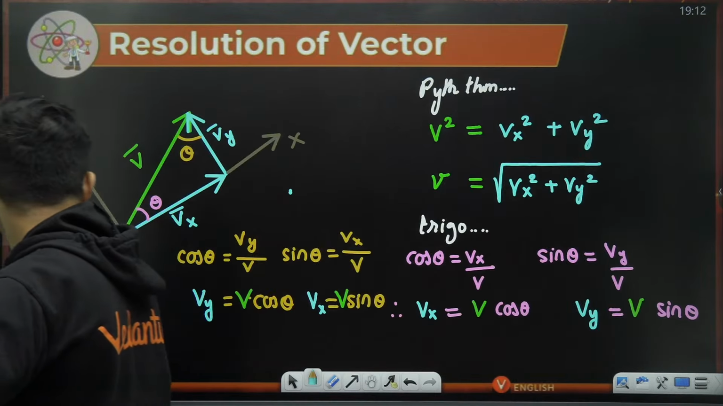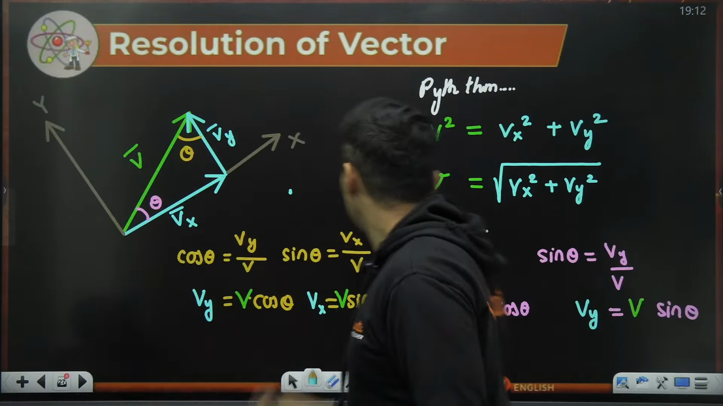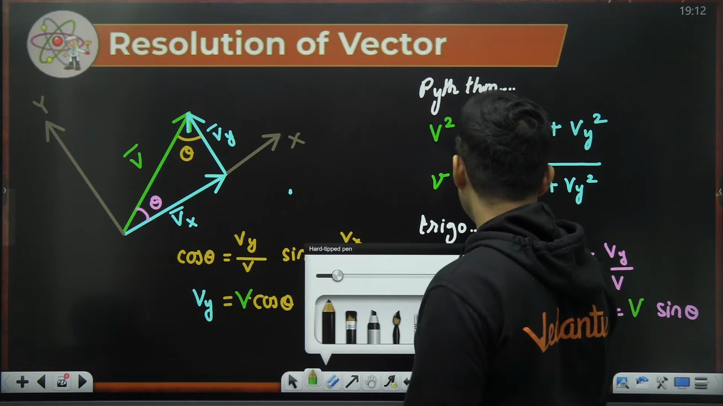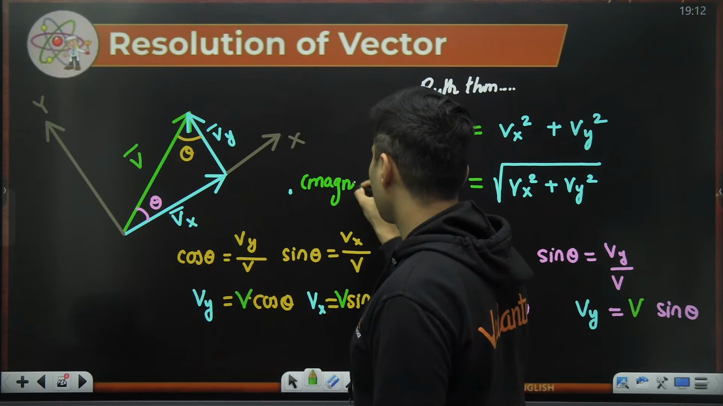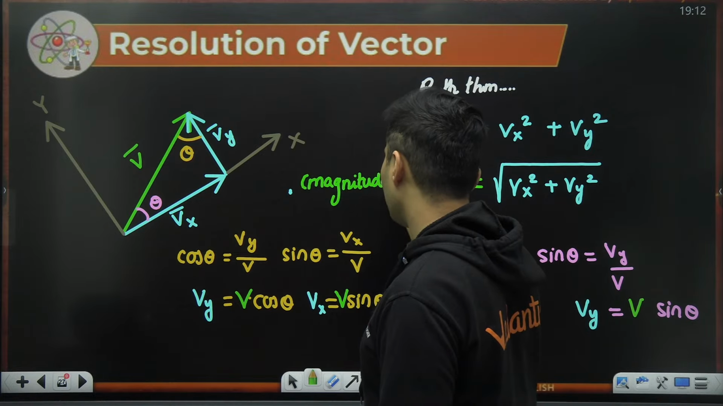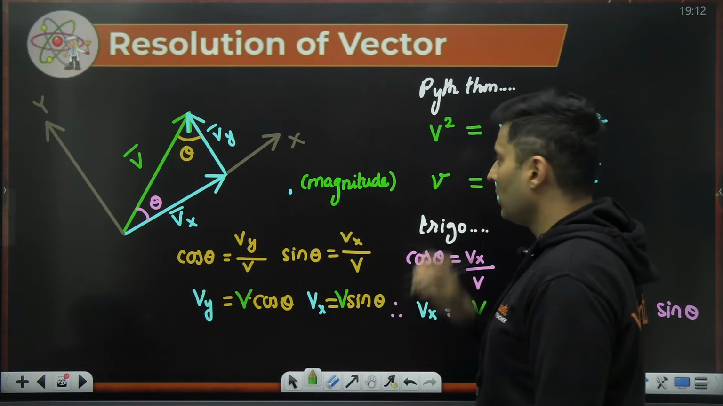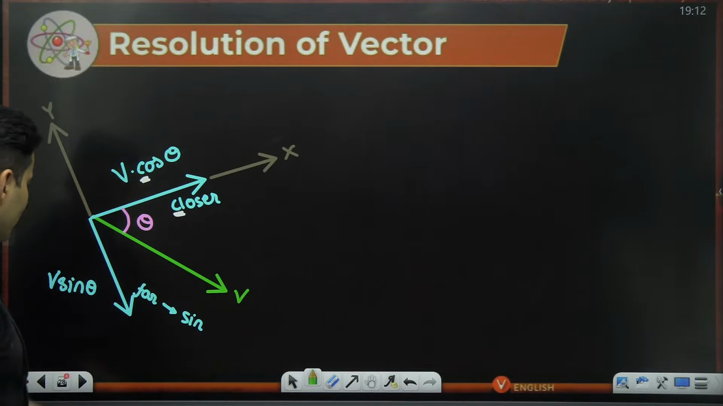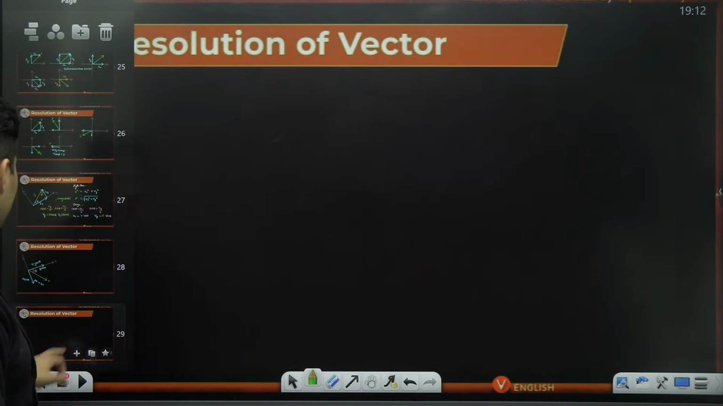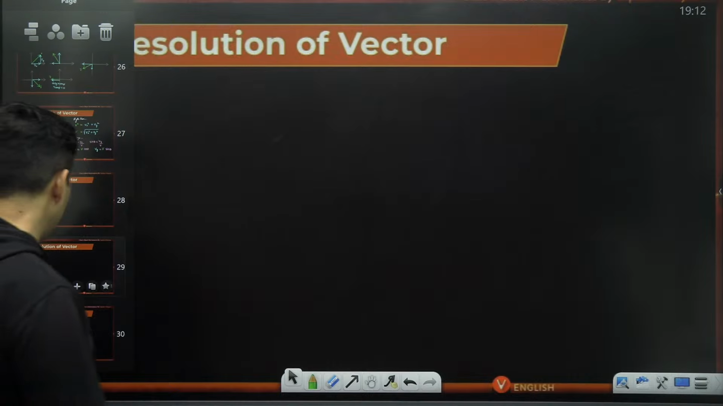Yes, V over there was the magnitude of the vector. This is basically the magnitude, because I did not put any bar or anything. So closer is cos, far away is sine or sin. So let me show you some examples on this.